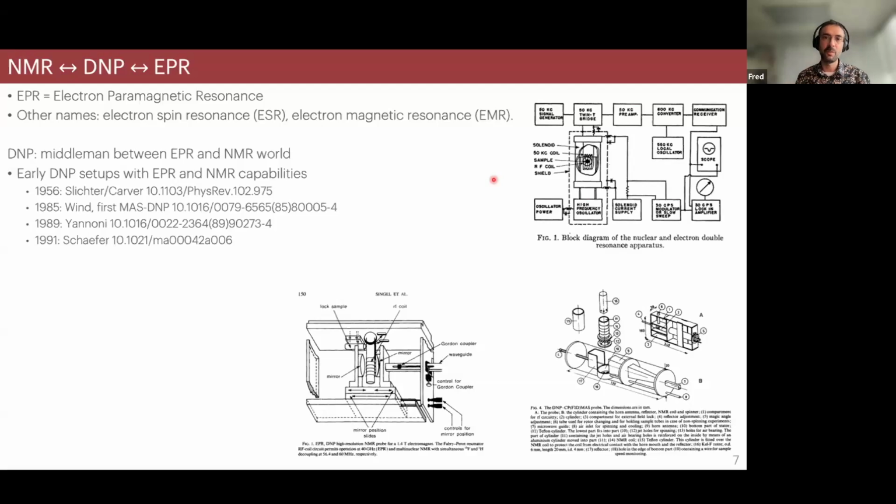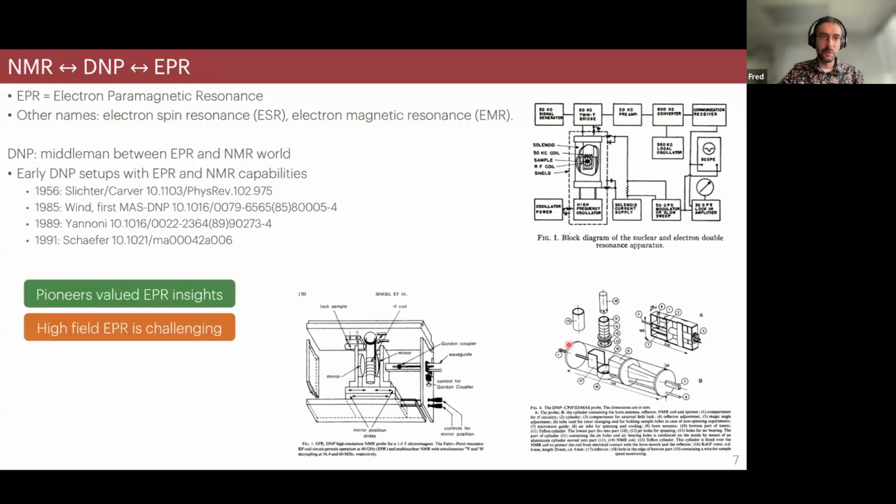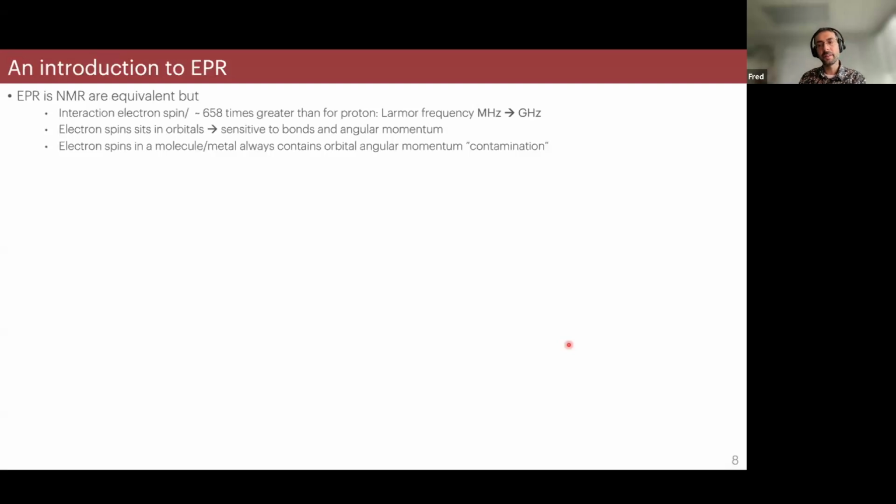I just showed here the example of Schlichter, Wind, and Iannoni, where you had an instrument that could combine DNP and EPR. And in particular, and I find this amazing, is the work where you have magic angle spinning and EPR at the same time. The reason why it's interesting is also because the pioneers valued the EPR insights that were provided by these setups. But today it's challenging to have the same equivalent because high field EPR is challenging, as I'm going to mention.